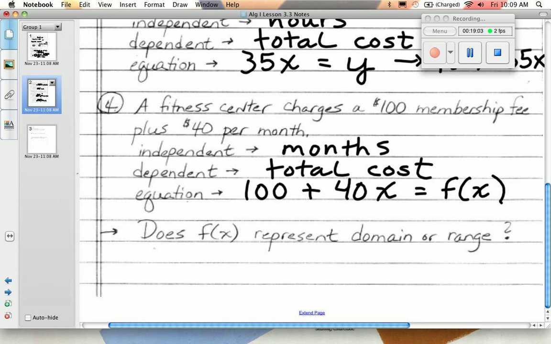Okay? Now I have a question for you. Does f of x represent domain or range? What do you think, Jared? Range. You think it's the range. F of x is the y value. Because f of x is the y value, and remember the range is made up of y's, isn't it? So it represents the range. Okay. So what makes up the domain then? X value. The x value. So the independent variable would make up the domain, and the domain comes from what's going to go into the function rule. What values are you going to put in for x?